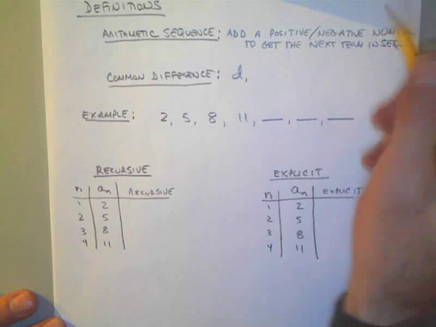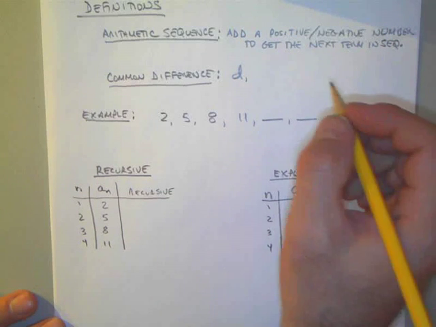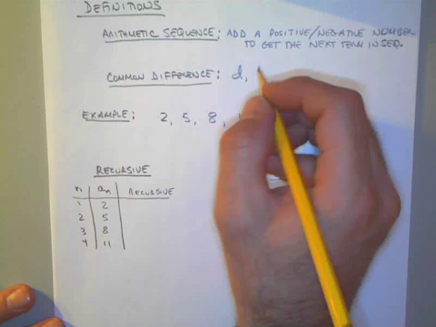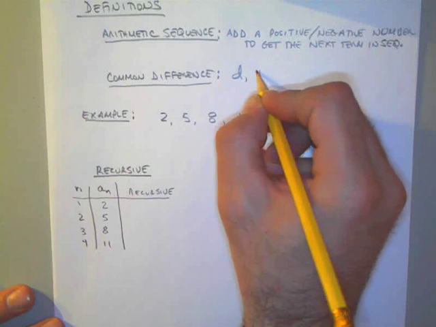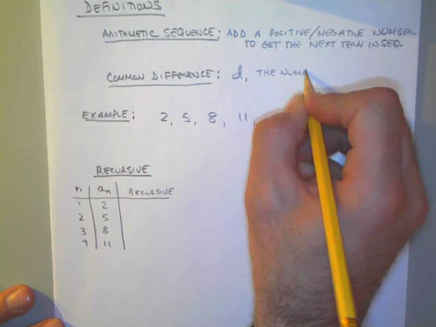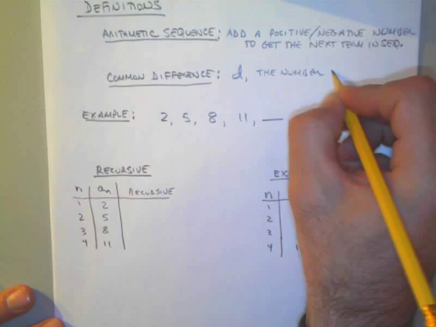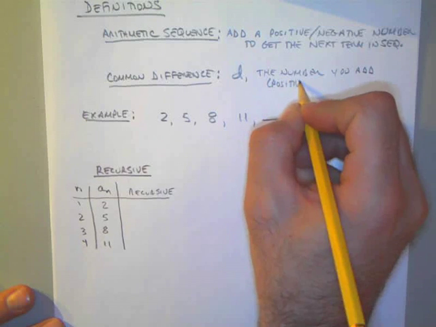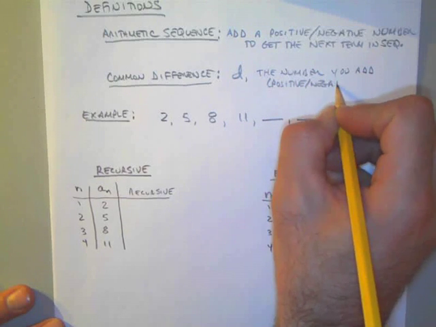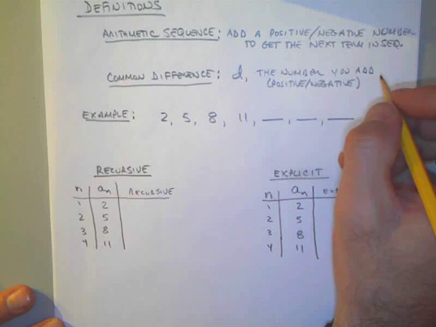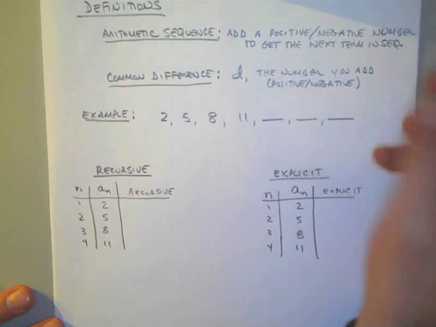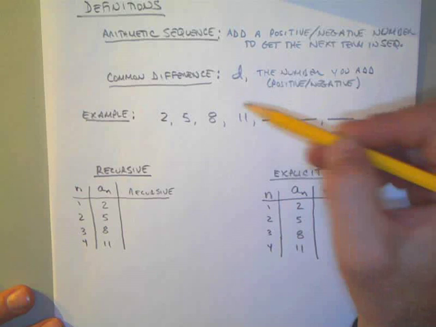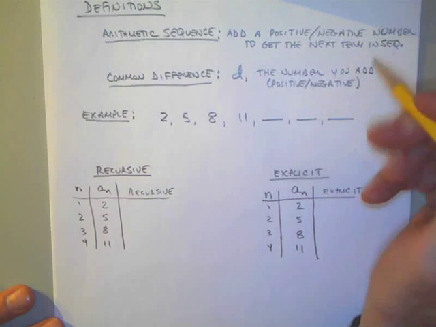Okay, so the next thing that we need to define is what's called the common difference, and that's represented by the letter D. The common difference is the number that you add, and it's either positive or negative, to get the next number in the sequence. So an arithmetic sequence is when you add a positive or negative number, and the common difference D is the actual number that you add.